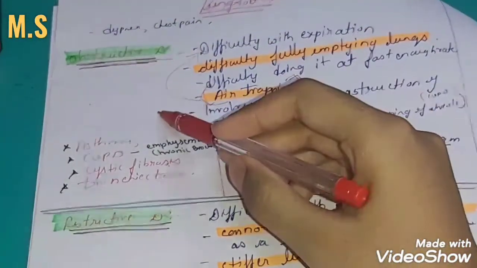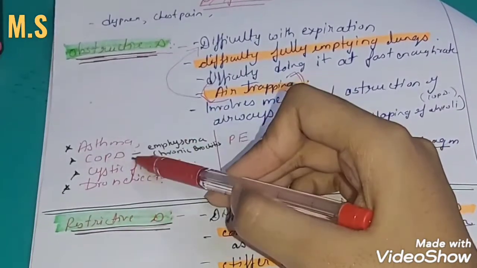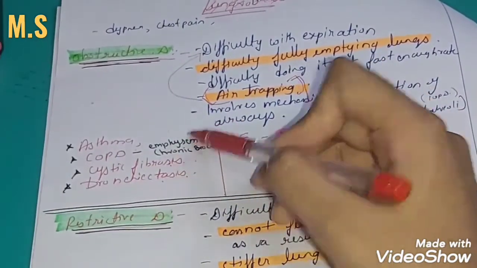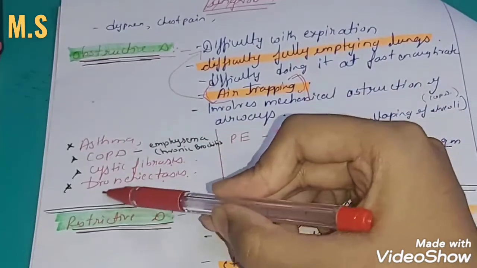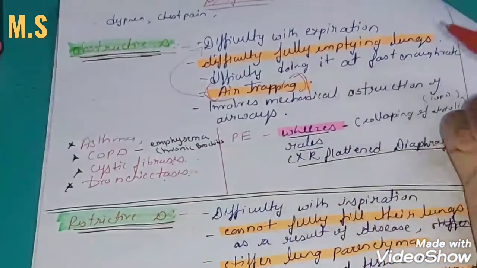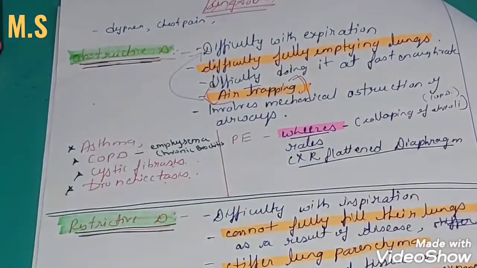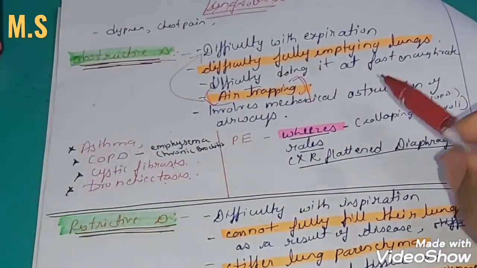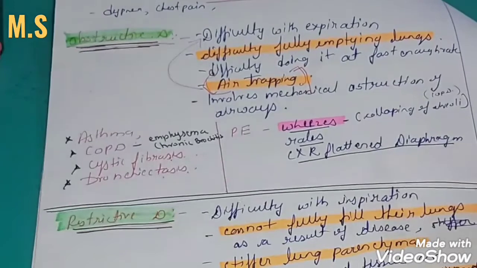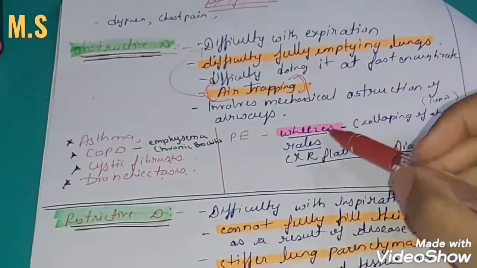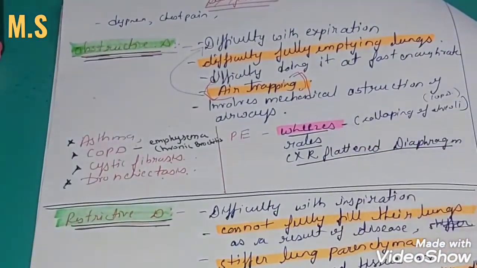So what are obstructive diseases? We have asthma, COPD, cystic fibrosis, emphysema, chronic bronchitis, bronchiectasis. On physical examination we will normally hear wheezing and rales, mainly wheezing, which is more common in obstructive diseases.